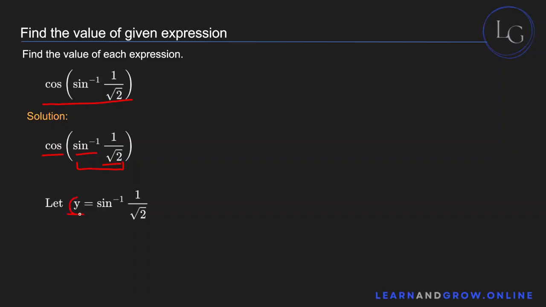An arbitrary value. So when you take this sine inverse function to the left hand side of the equation, it becomes sine, right? So sine of y is equal to 1 by under root 2. Now, in this case, we already know, as we've discussed before, that the value of y lies between minus pi by 2 and pi by 2, right?